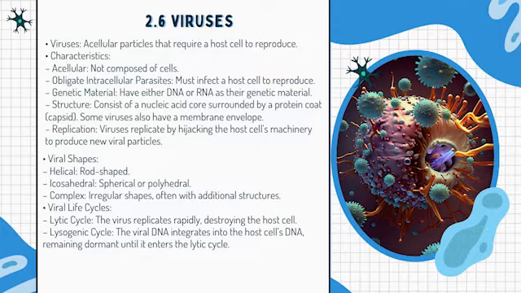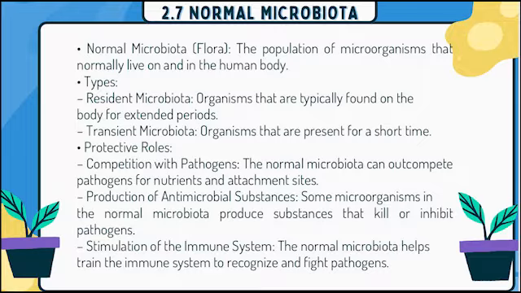Did you know your body is home to trillions of microorganisms? This is your normal microbiota, which includes resident microbiota or long-term residents and transient microbiota or short-term visitors. These microorganisms protect you by competing with pathogens, producing antimicrobial substances, and training your immune system to recognize and fight harmful invaders.